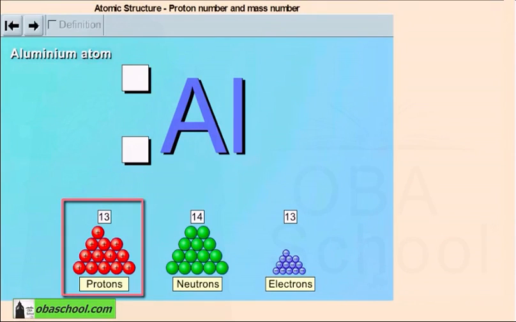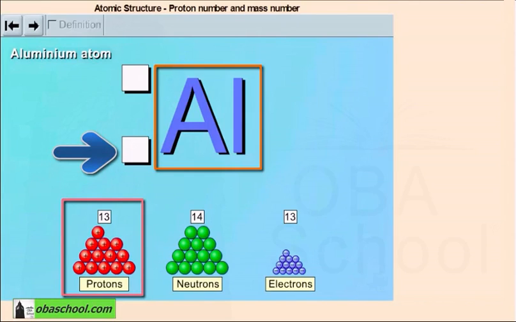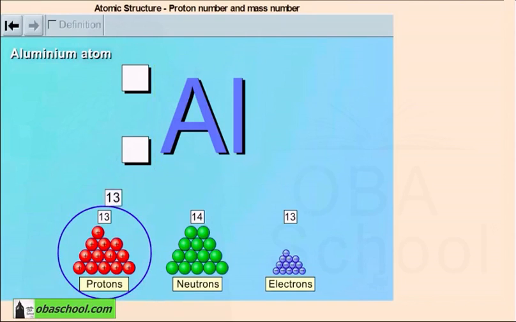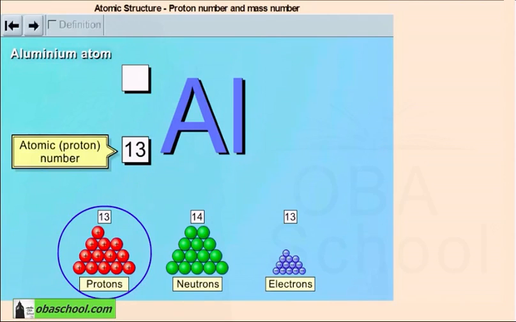Usually it's written on the lower left of the element. So the symbol of aluminium is Al. To the lower left, we will write the number of protons, which is 13. This is the atomic number or the proton number Z. So Z, which is the atomic number or proton number, indicates the number of protons in an atom and it defines an element.